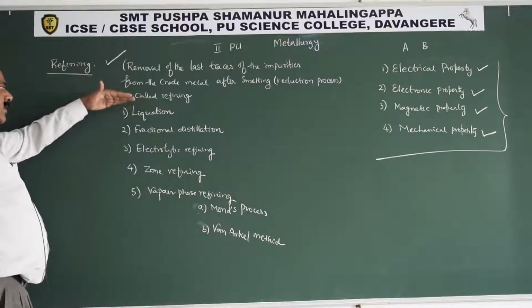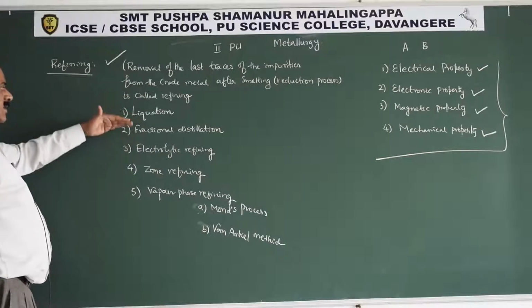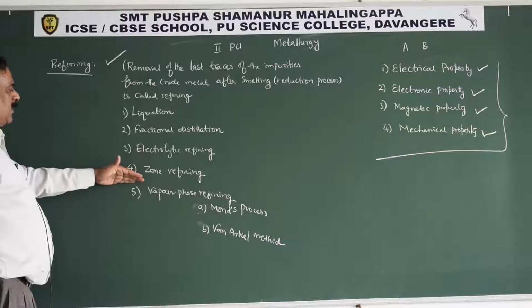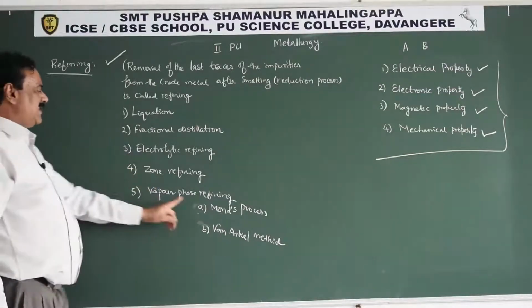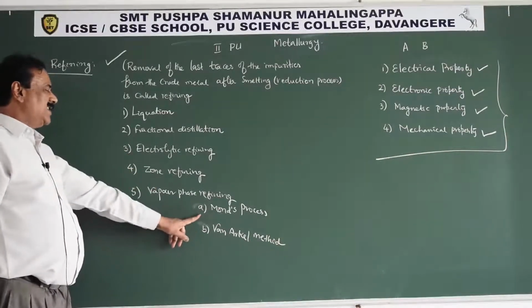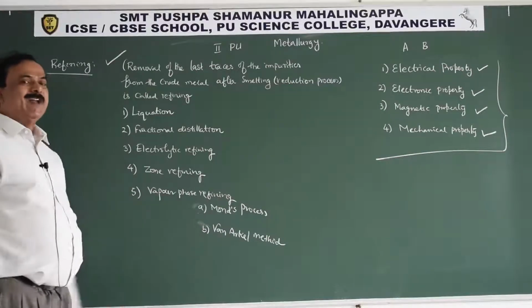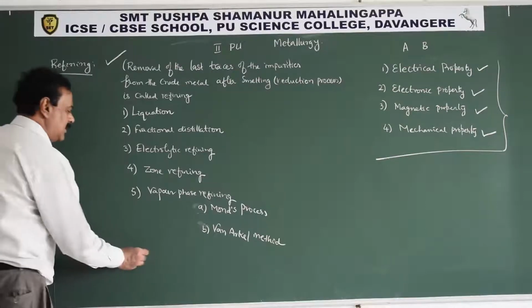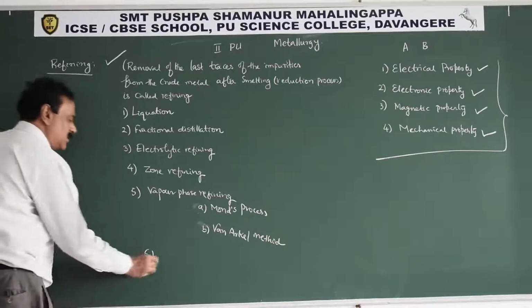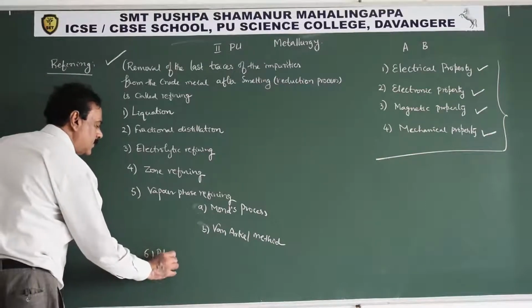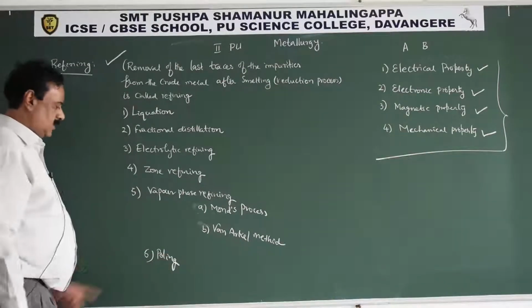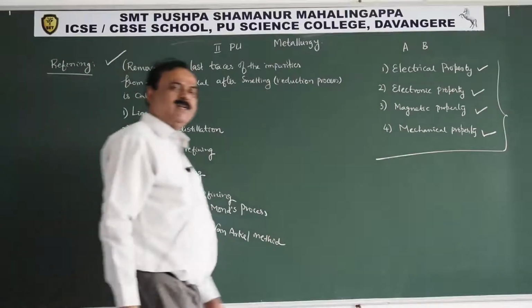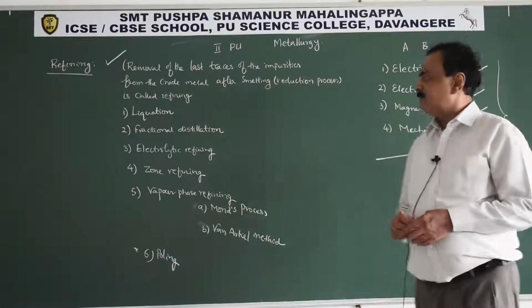Liquation process, fractional distillation, electrolytic refining, zone refining, vapor phase refining. In vapor phase refining there are two methods: Mond's process and the Van Arkel method. One more, the last one, is called the poling operation. It is not in the board exam, but in competitive exams they may ask. That is the poling method.